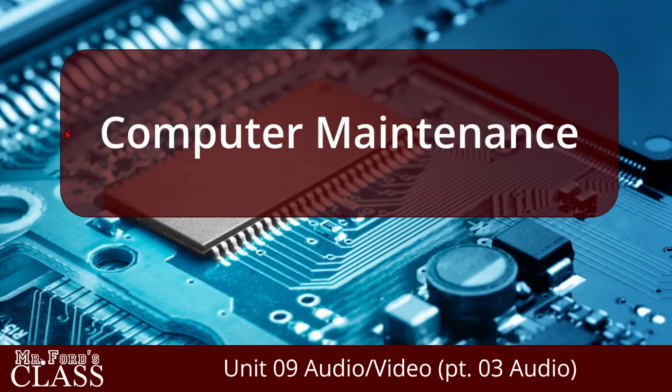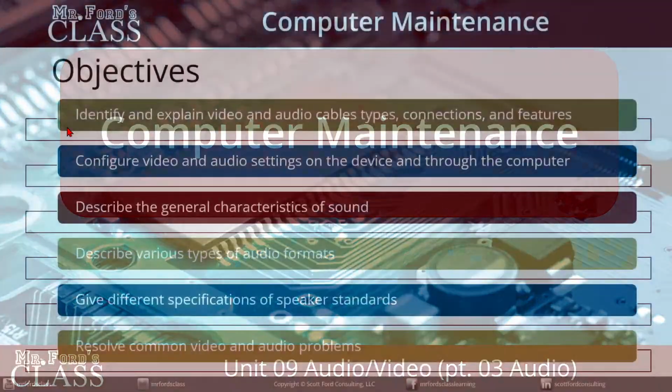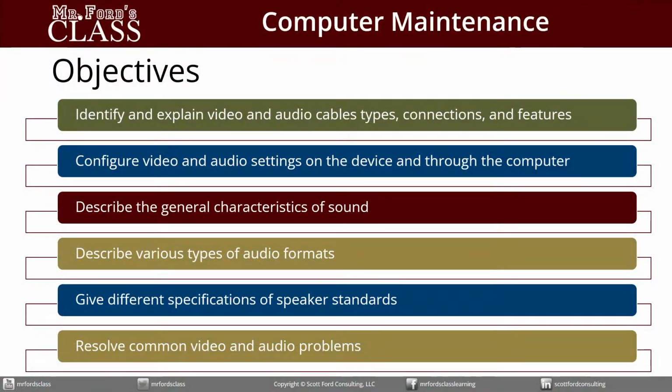So let's start taking a look at what our objectives are for this part of the unit. We're going to identify and explain video and audio cable types, connections, and features. We are continuing this from our last presentation regarding video. We're going to learn how to configure video and audio settings on the device and through the computer. Describe the general characteristics of sound. Describe various types of audio formats. Give different specifications of speaker standards. And resolve common video and audio problems.